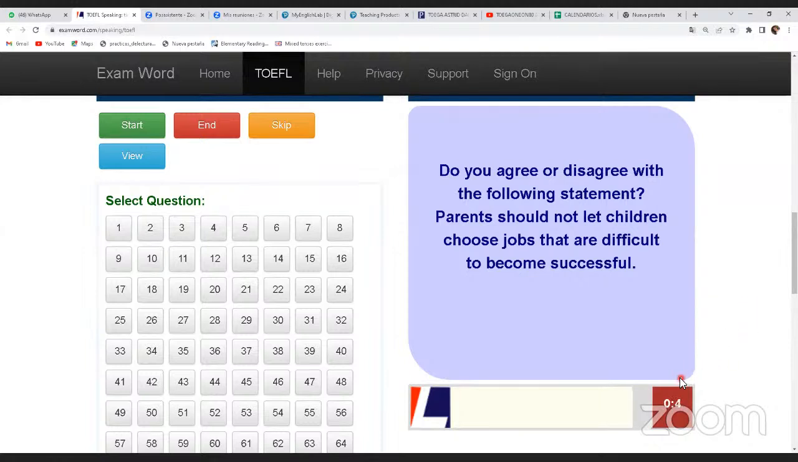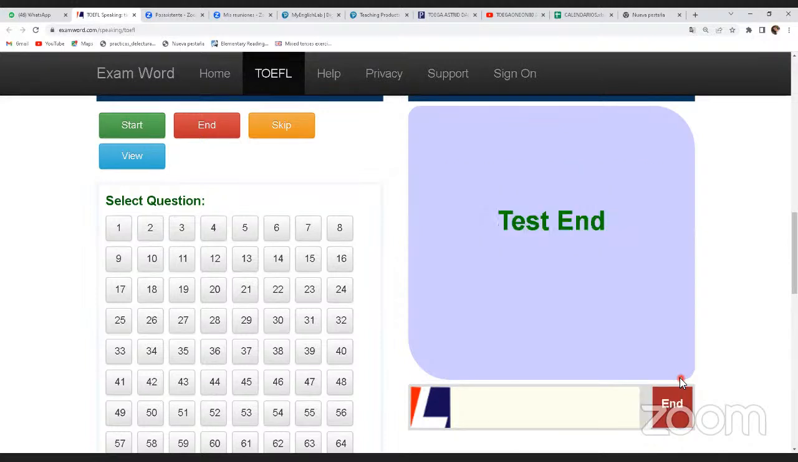Okay, so now we're gonna suppose that my time is gonna finish. Test end. Okay, and that's all, right? As you can see, all the time lapse is in this part, right? So are you ready?